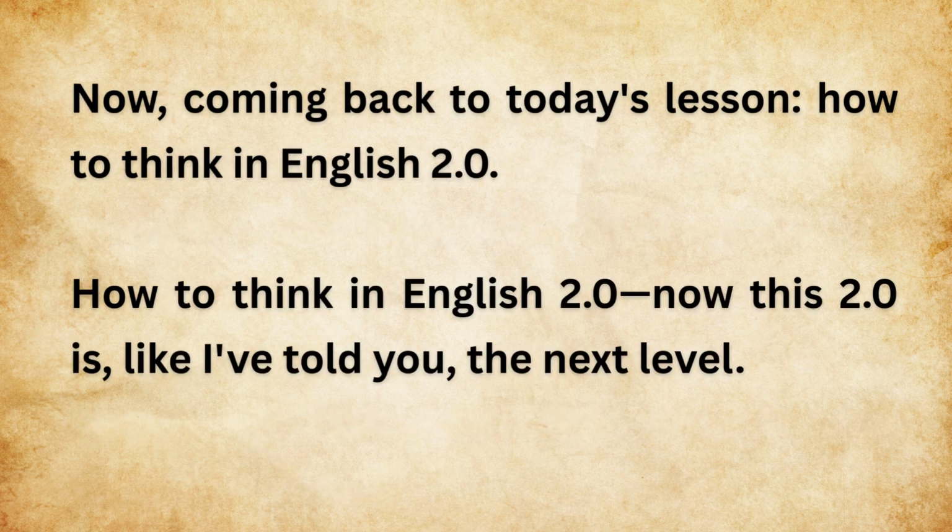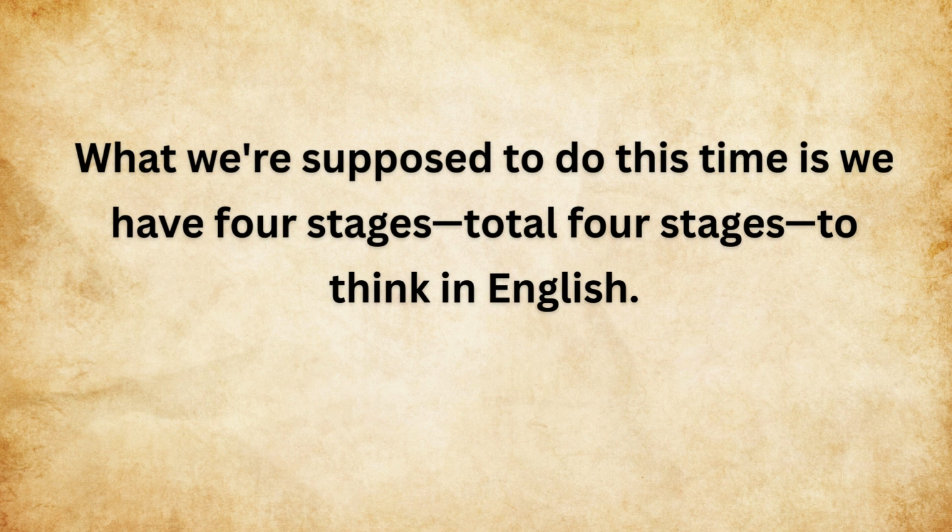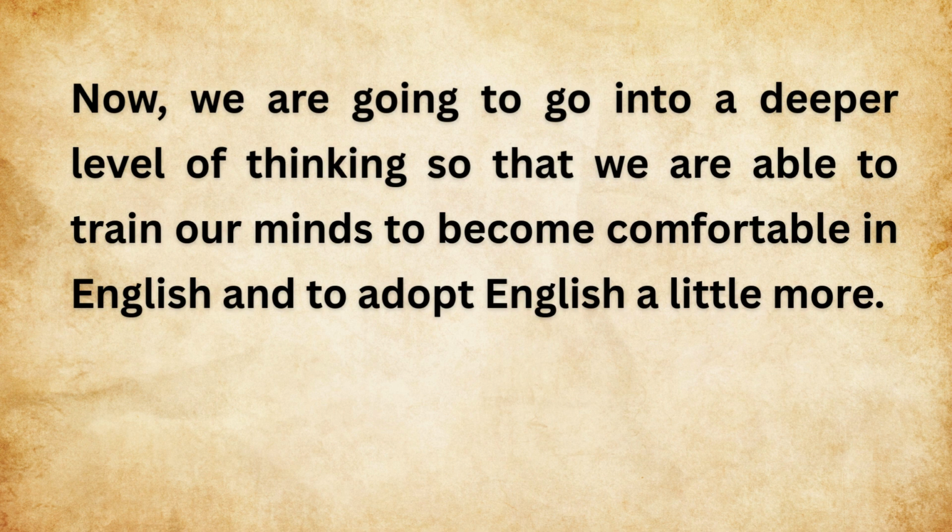Now coming back to today's lesson, How to Think in English 2.0. Now this 2.0 is, like I've told you, the next level. What we're supposed to do this time is we have 4 stages, total 4 stages, to think in English. Now we are going to go into a deeper level of thinking so that we are able to train our minds to become comfortable in English and to adopt English a little more.